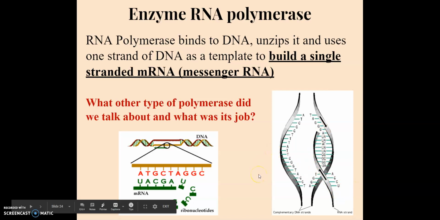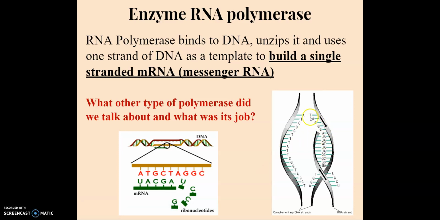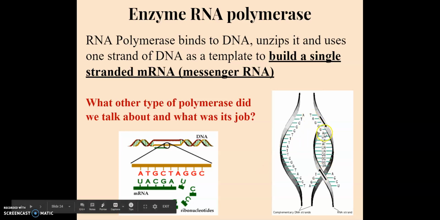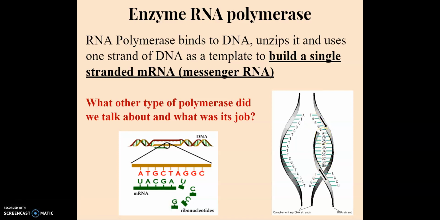Once again, there are no thymines in mRNA, and so you're only going to see A, U, C, and G. So when you see an A on the DNA strand, the complement is going to be U for RNA.